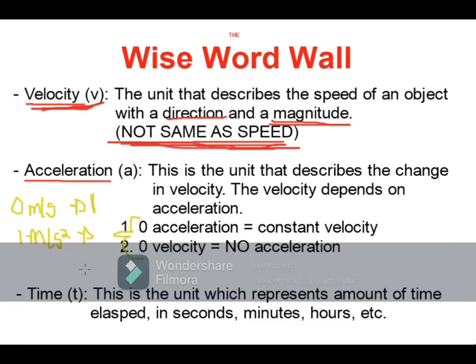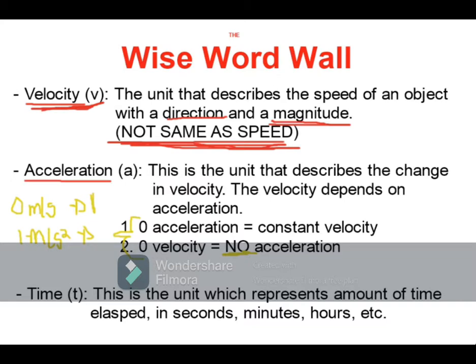quantities. So if there's 0 acceleration, that means there's constant velocity. So if the acceleration is 0 meters per second squared, and the velocity is also 0 meters per second, then the velocity does not change throughout the entire question or background. So if the velocity is 0, there's no acceleration. Not 0, but none. Okay.